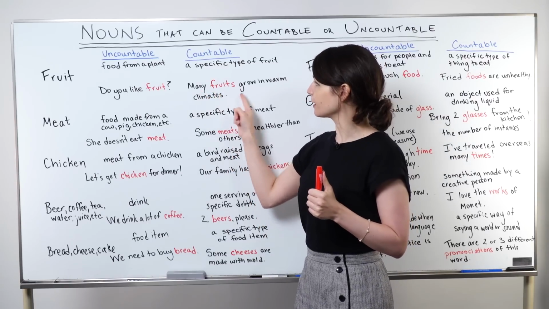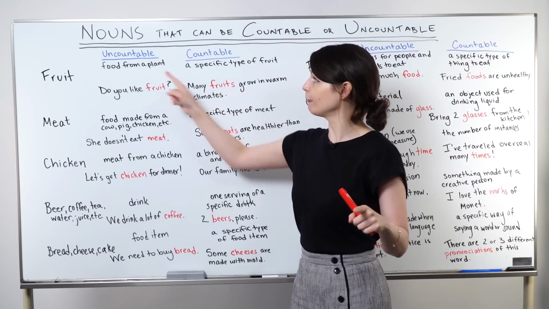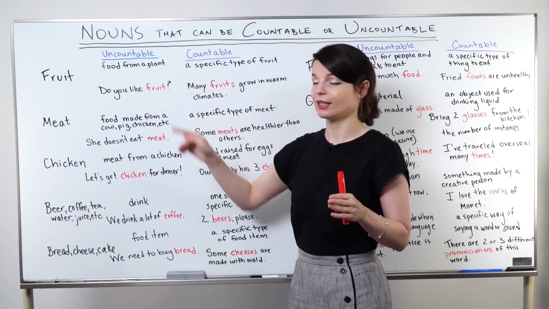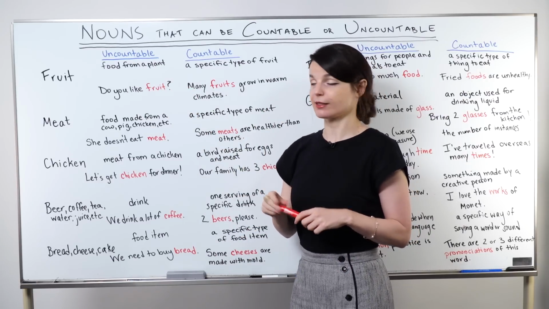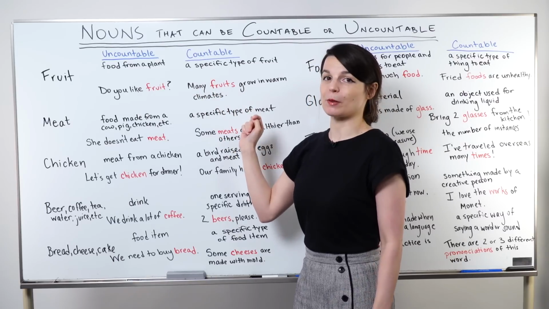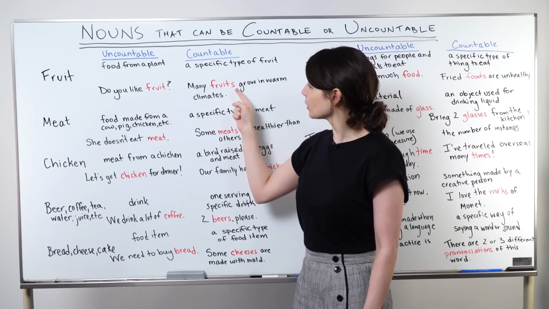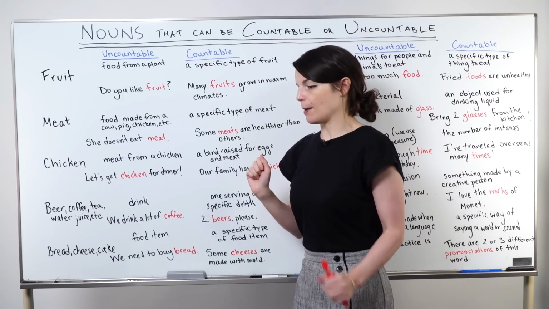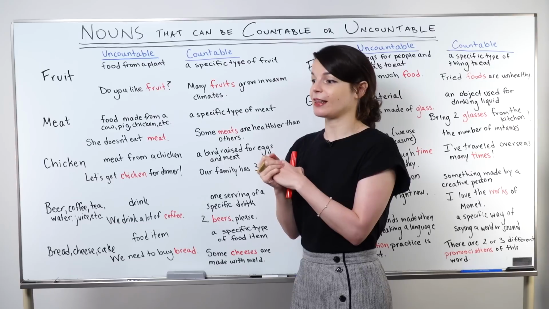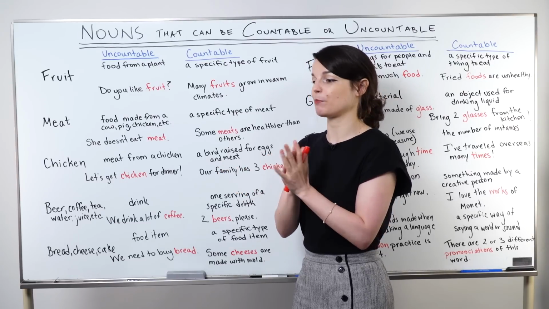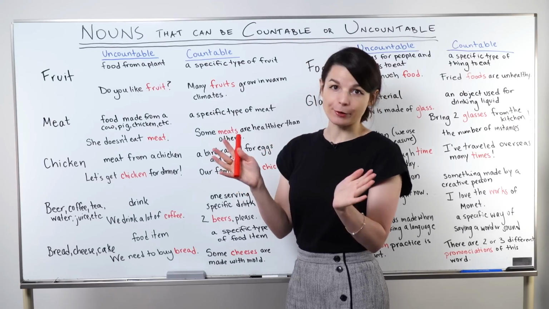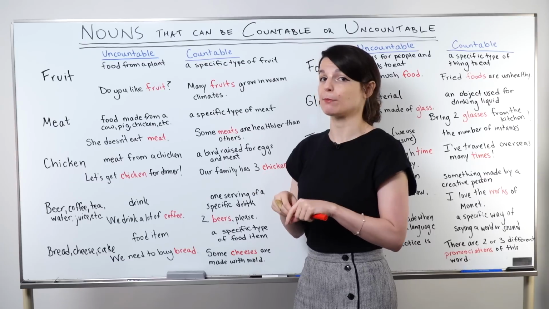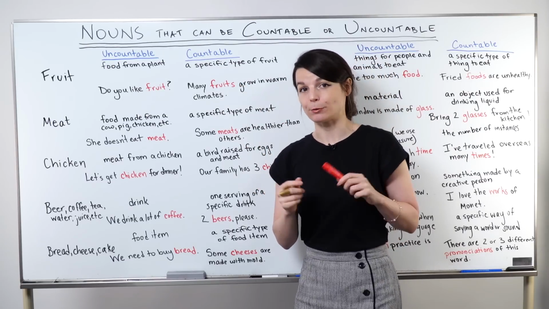So many fruits means many different types of food from a plant, many different examples of fruit grow in warm climates. So this means any fruit that grows in a warm climate. So we're talking about a specific type when we use it as a countable noun. Some people might prefer fruits that are very sweet, or some people prefer fruits that are very sour. So you might want to talk about categories or, as I said, specific types. To do that, you can use fruit as a countable noun.